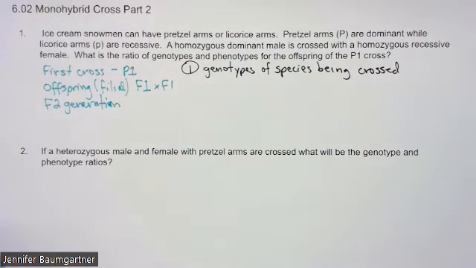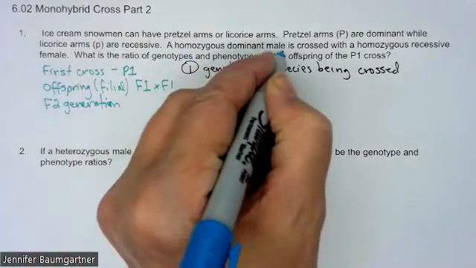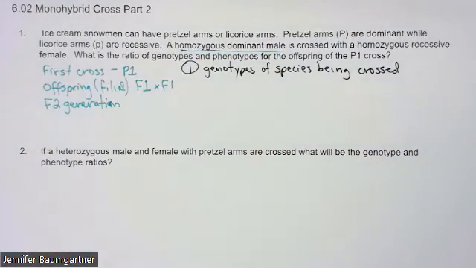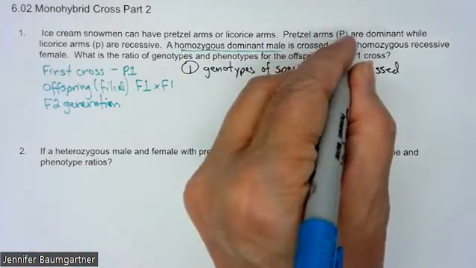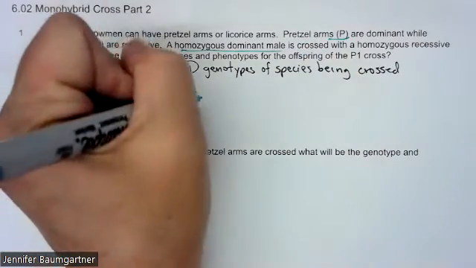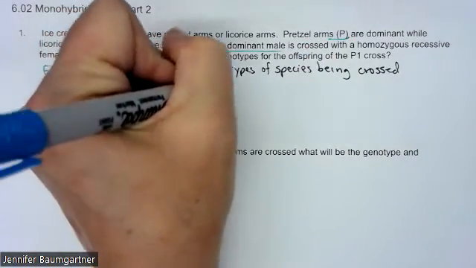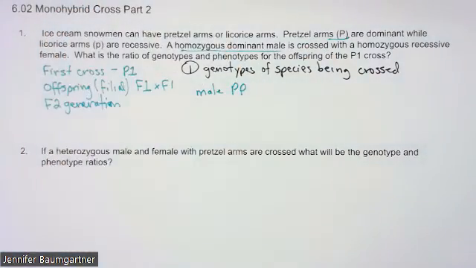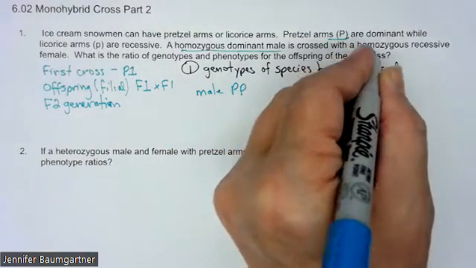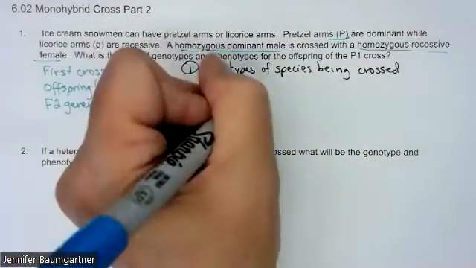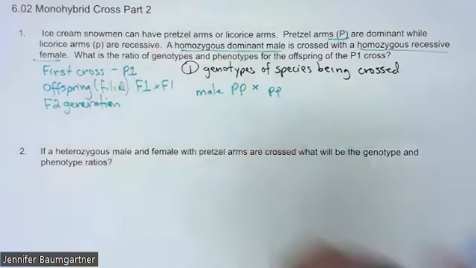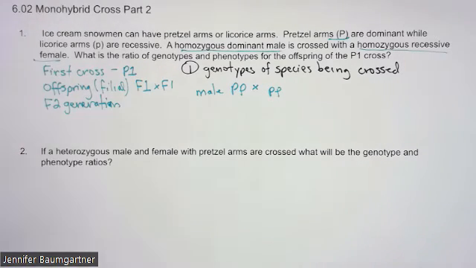So in this case, it says that we have a homozygous dominant male. And we said that the dominant is pretzel. So the male is going to be capital P, capital P. And it says a homozygous recessive female. So the female is going to be lowercase p, lowercase p. And this is the cross we're going to do. Now, I'm going to do this with a Punnett square, but maybe you can see in your brain that we really don't need a Punnett square for this. So let's see what this is going to look like.